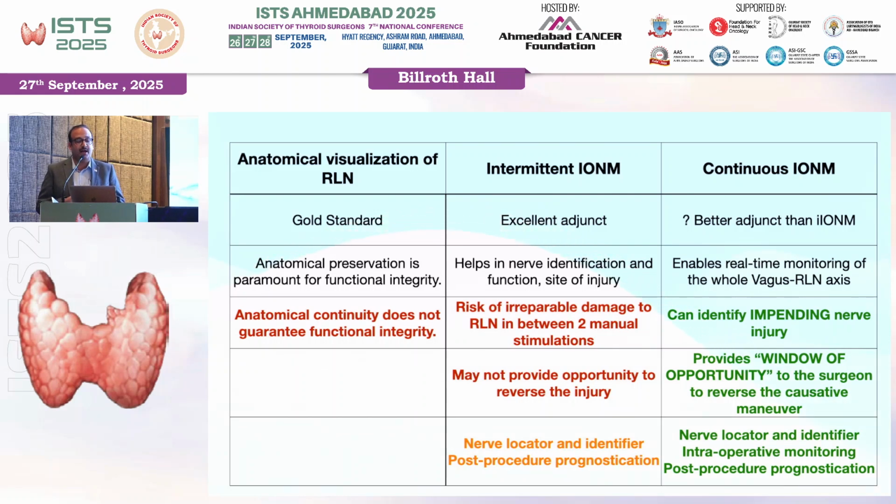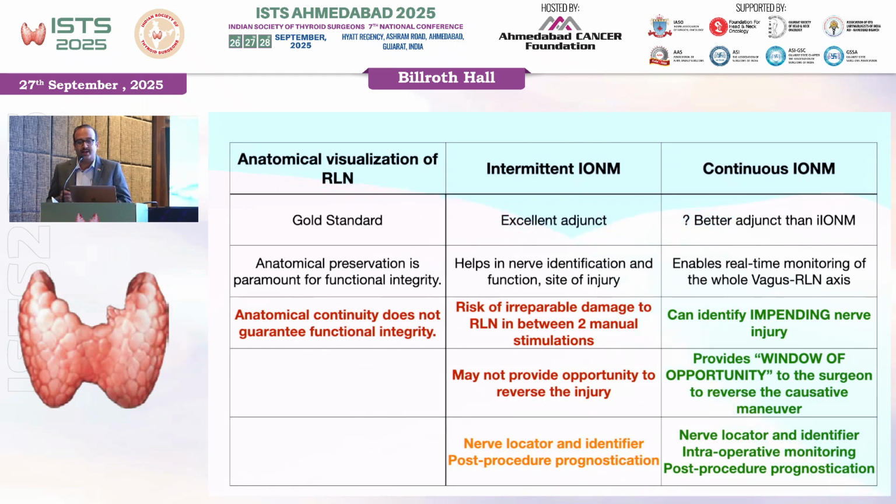That brings us to the next part, which is the intermittent nerve monitor. It is definitely an added adjunct to the anatomical localization. It helps in nerve identification and function and does help in identifying the site of injury. But there are two problems with intermittent nerve monitoring: between two stimuli of the nerve, if there is an injury, you will not come to know about it, and it does not provide the surgeon an opportunity to do anything to reverse this injury. So it can be used as a nerve locator, a nerve identifier. It gives you great post-procedural prognostication based on the functionality and your amplitudes on the nerve monitor, but it does not give you an opportunity to prevent nerve injury from happening.